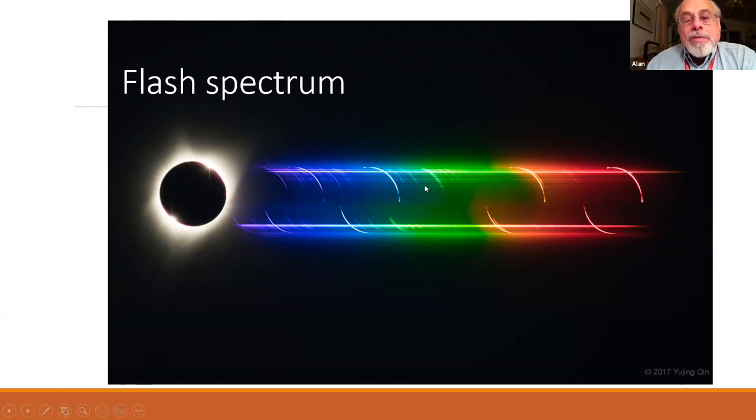You're also getting, I forget which of these lines, maybe this one. You're also getting helium, which was discovered in the sun, in this kind of a spectrum, because being an inert gas, it had not been studied in ground-based chemistry labs.